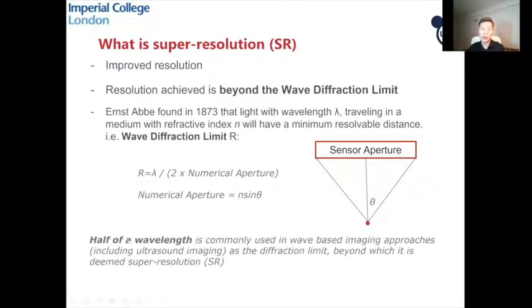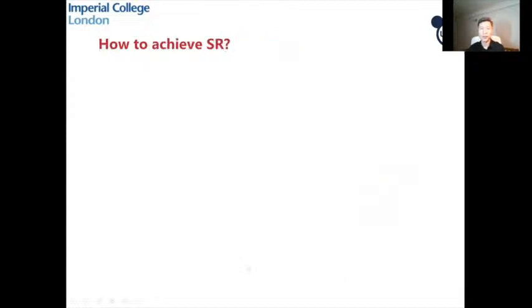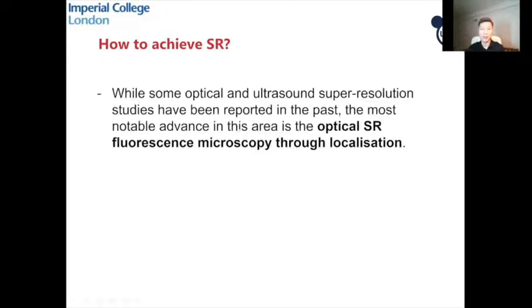Now half of a wavelength, so lambda over 2, is commonly used in wave-based imaging approaches. So this is not only optical imaging, but also ultrasound imaging has a diffraction limit, beyond which it is deemed super-resolution. Right. So we talked about what is a super-resolution in optics and in ultrasound, how we can measure it, but how can we achieve super-resolution?